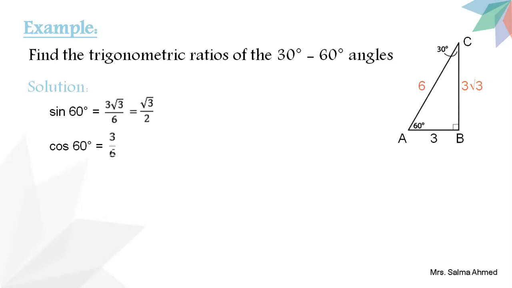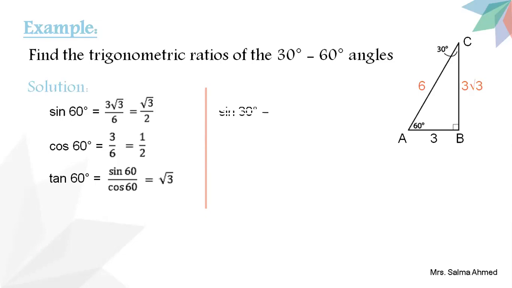Cosine 60 is adjacent over hypotenuse, which is 3 over 6. It gives me half. And tan 60 is sine 60 over cosine 60. I'm going to divide root 3 over 2 by half. It gives me root 3. I'm going to follow the same steps to get sine 30, which is opposite over hypotenuse. So it's 3 over 6. It gives me half. Cosine 30 is adjacent over hypotenuse, which is 3 root 3 over 6. After simplifying, it gives me root 3 over 2.